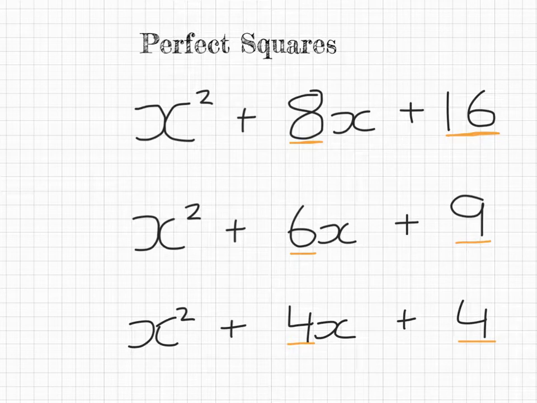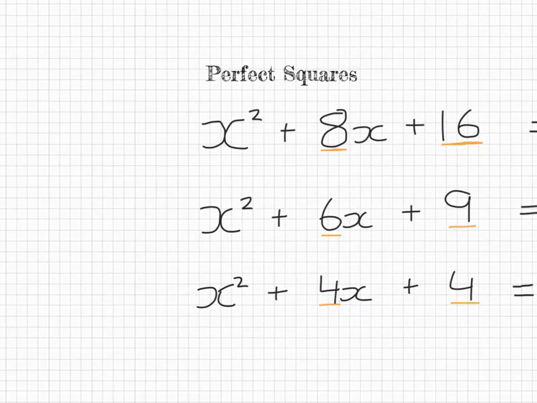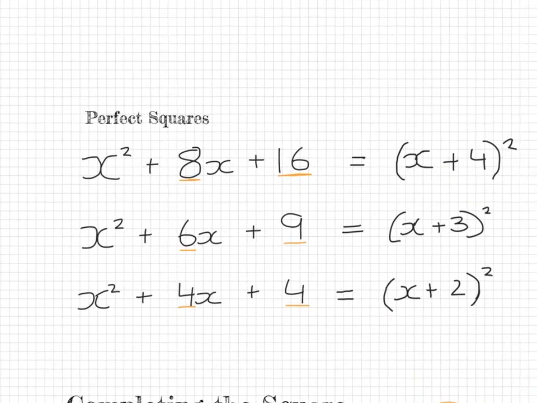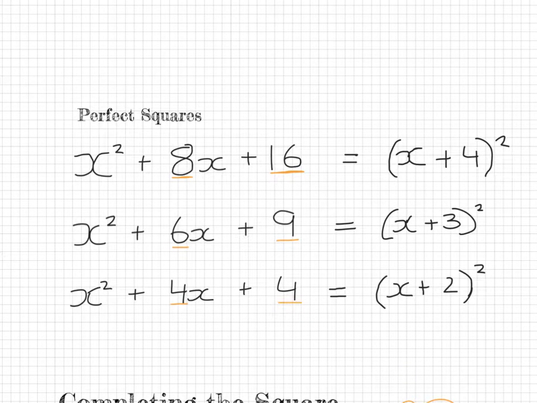So what these look like when factorised is... and you'll notice also that the number that goes into the factorise is also half of that original middle number. And half of 6 gives us the 3 and half of 4 gives us the 2. So these are our perfect squares, and they are the basis of where completing the square comes from.